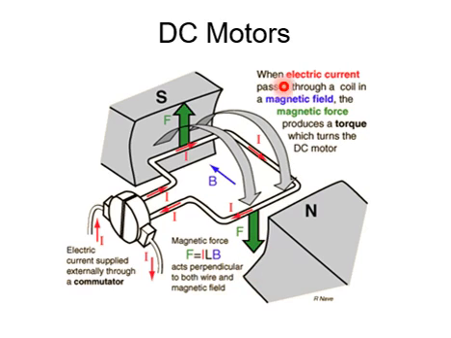So when electric current passes through a coil in a magnetic field B, the magnetic force F produces a torque which turns the DC motor. So this loop moves because of this force, and the formula for this force is F is equal to ILB.